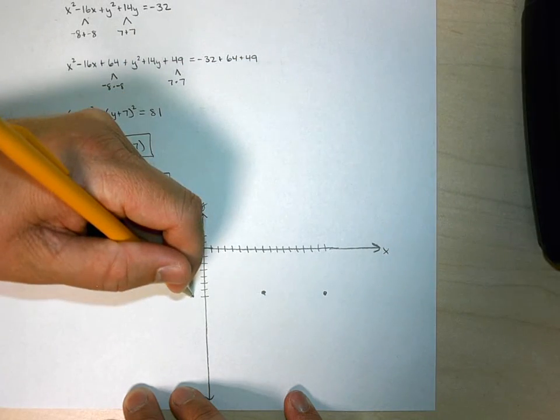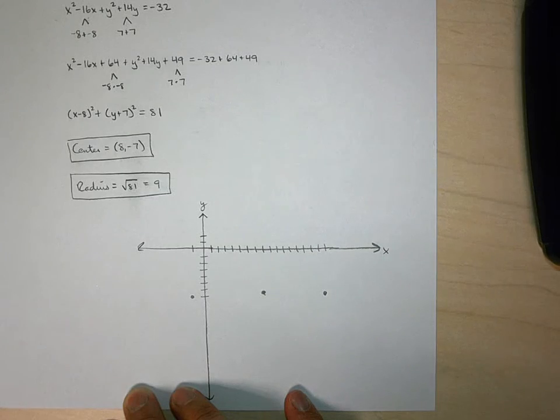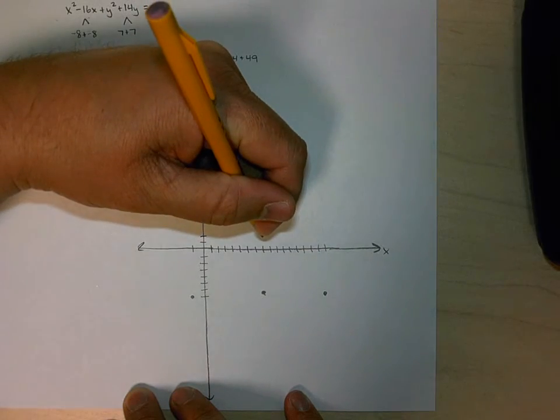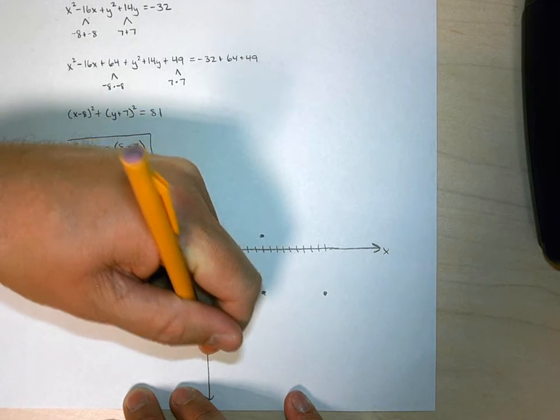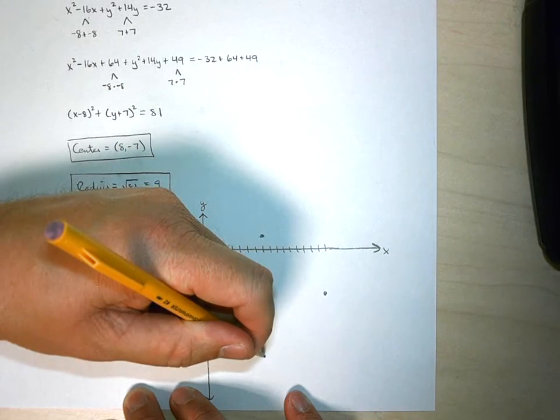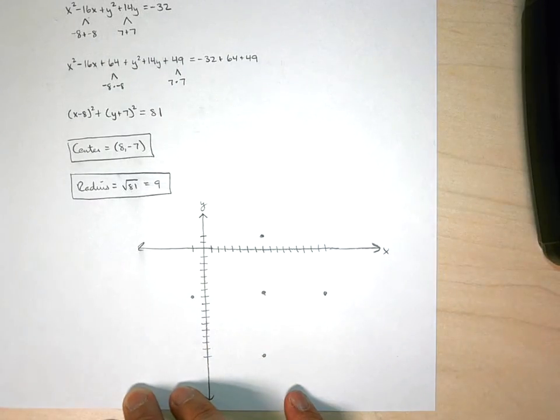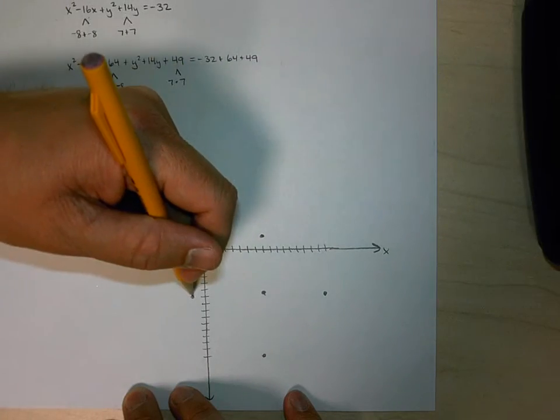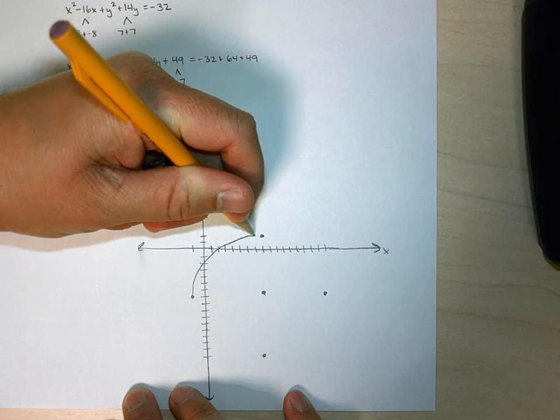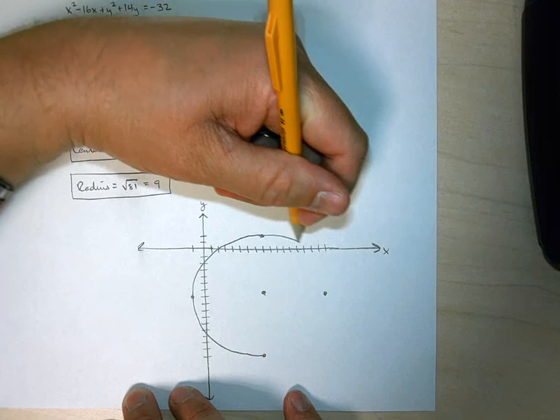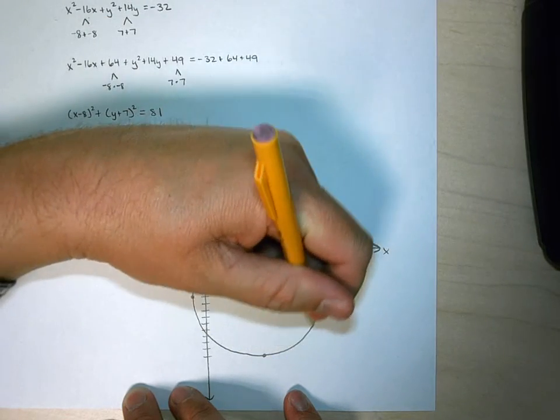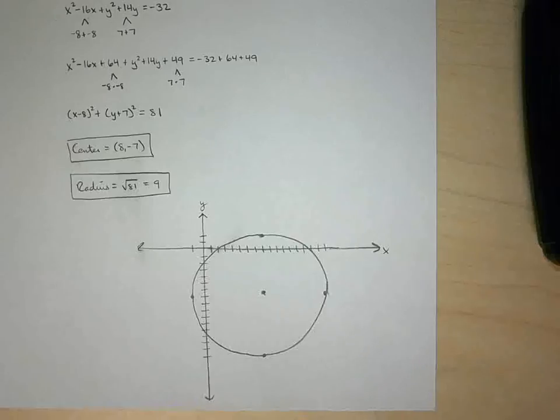Okay, so I went 9 units left and right. And 9 units up and down. And then we'll just do our best to graph a nice circle if we can. This one's kind of a beast, so it's a little bit difficult. I mean, really did a horrible job. Okay, and there's our circle, centered at 8, negative 7, and radius 9. And thus concludes section 9.1.